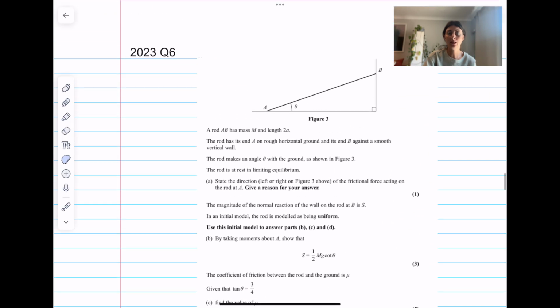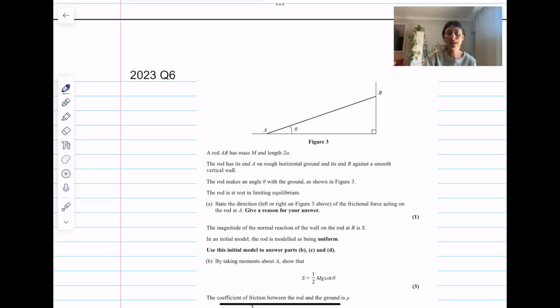Finally, we've got this 2023 question. Again, you can see something very similar to a ladder's question. We've got a rod, we know its mass and length, and we know that it is on rough horizontal ground against a smooth wall. Let's mark all of this on, including reaction forces, although bear in mind it does say in part B that we're going to be calling the reaction force at B S.